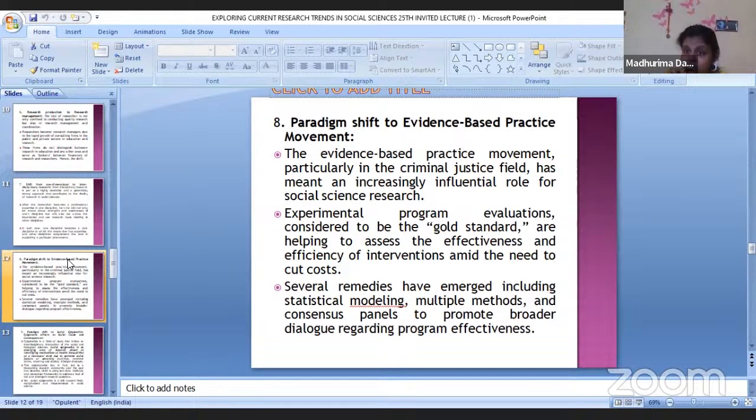So since it is based on evidences, there are certain remedies or techniques which are used, that is statistical modeling. Through statistics, or through statistical modeling or research, we can have an idea about the proofs, the evidences from the society. By using multiple methods like interview, like mixed method, we can have an understanding about the evidence in our society. And by consensus panels, it means there are certain panels who agree with each other, and then they collect the data based on certain evidences in order to promote the effectiveness of the program. So now evidence-based practices are very, very important. Without evidence, there is no such value for social research.